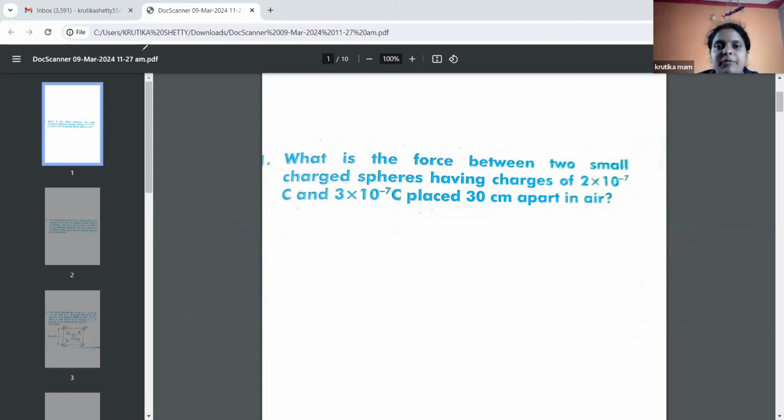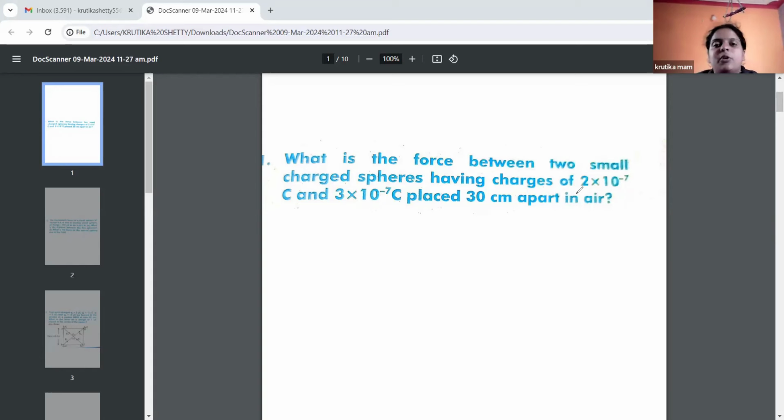So here you have the first question. See, the first question is, what is the force between two small charged spheres having charges of 2 into 10 raised to minus 7 coulomb and 3 into 10 raised to minus 7 coulomb placed 30 centimeter apart in air?